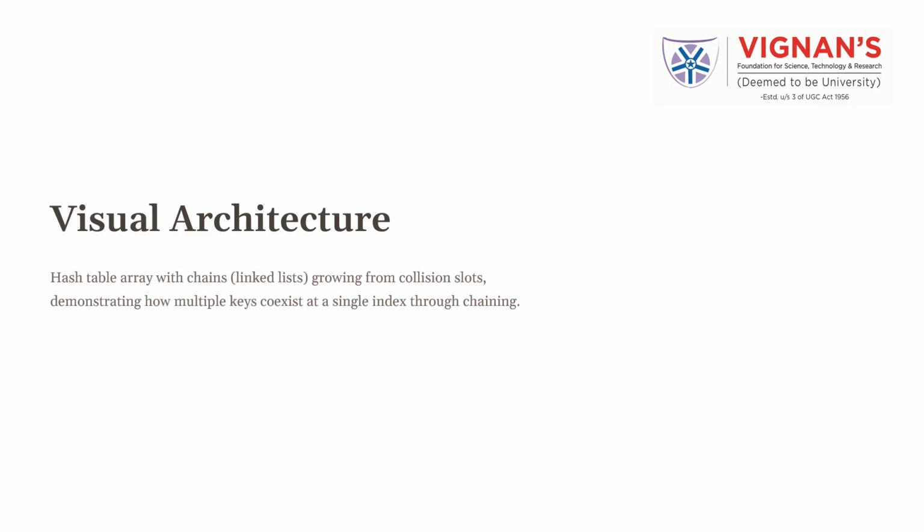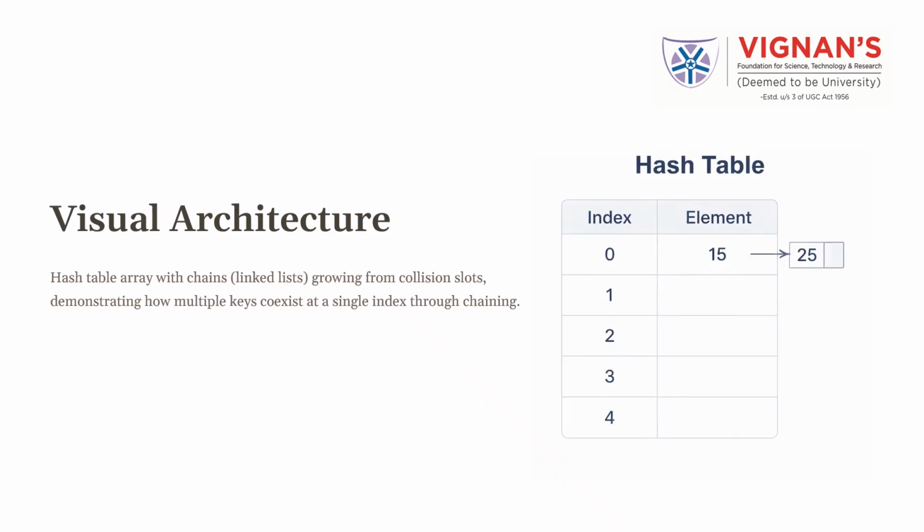Visual architecture. Visual representation of how separate chaining works inside a hash table. Each index of the hash table points to the head of a linked list. When a collision occurs, the new element is added to the list at that index. This structure allows multiple elements to coexist at the same index. It also makes searching and deletion easier because operations are limited to a single chain.